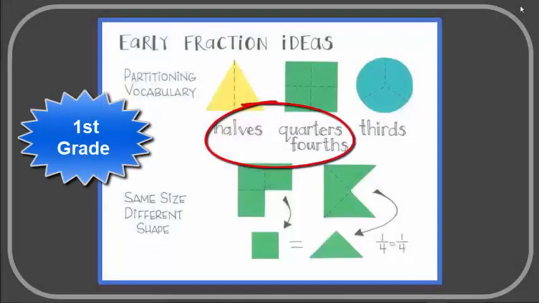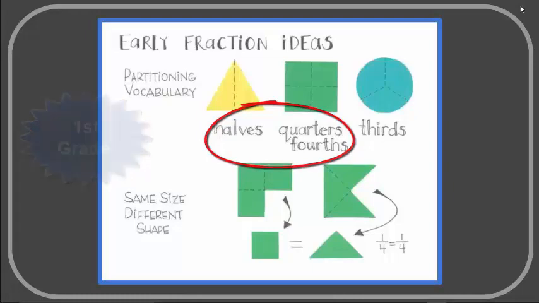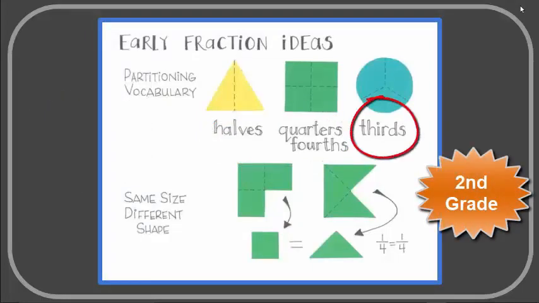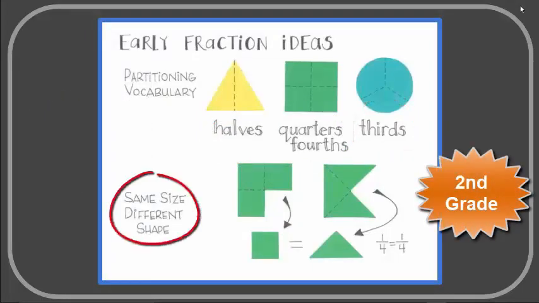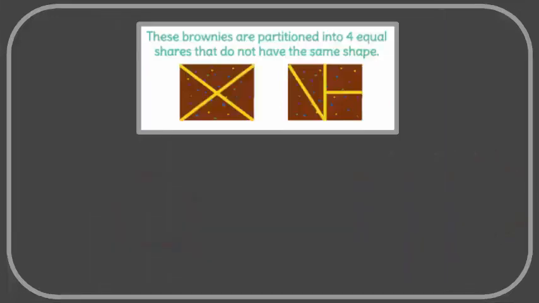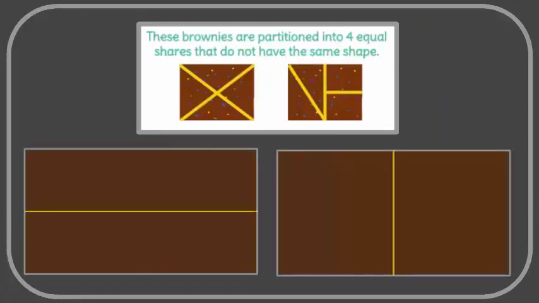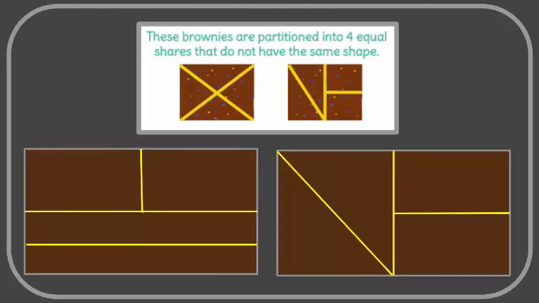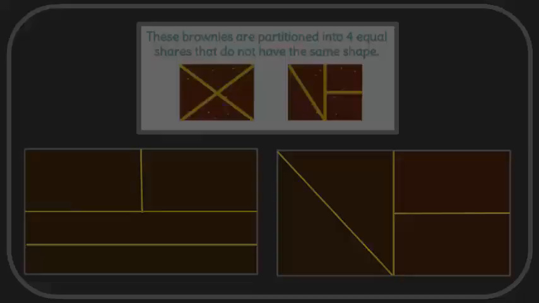First grade students are introduced to the concept of half and quarter as they partition shapes into equal shares. Second grade students then explore thirds and how shapes can be partitioned into same-sized pieces but have a different shape. The pieces in these brownies represent the same area, but they do not all have the same shape. Each brownie is divided into half, and then each half is divided in half again. Each section represents an equal share of 1/4 of the brownie.